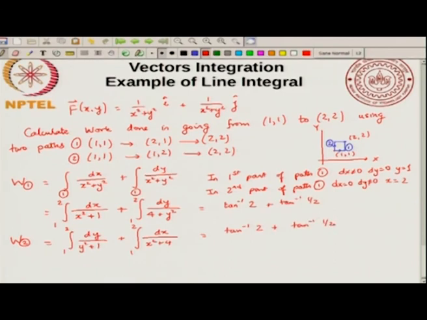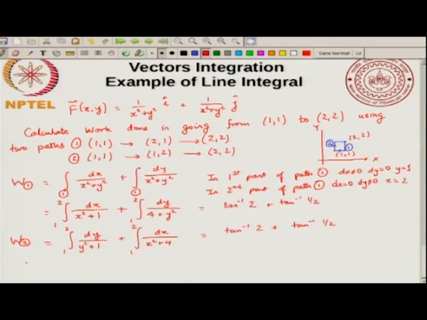Okay. So basically what you find is that the work is the same for both these paths, and in this case you can easily look at f of x y. Okay, you can look at both these and you can easily see that for these two paths you get the same work. Okay.